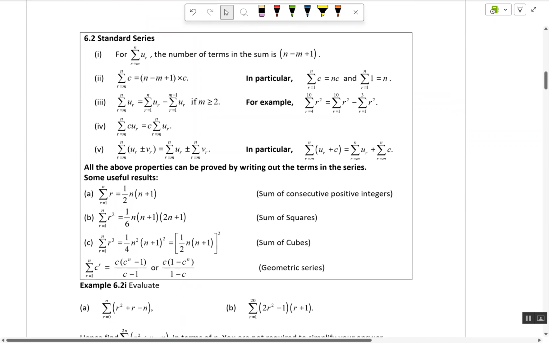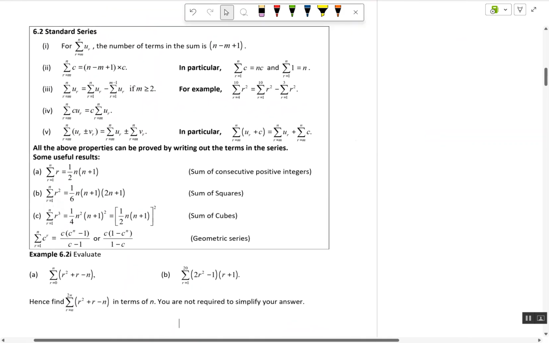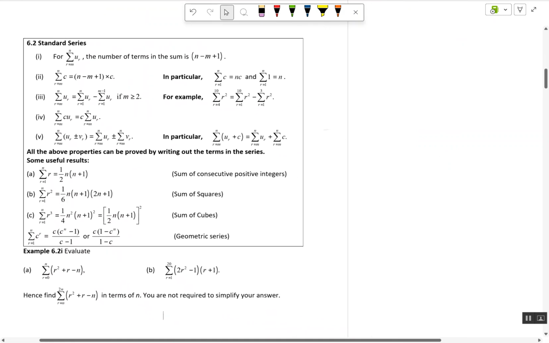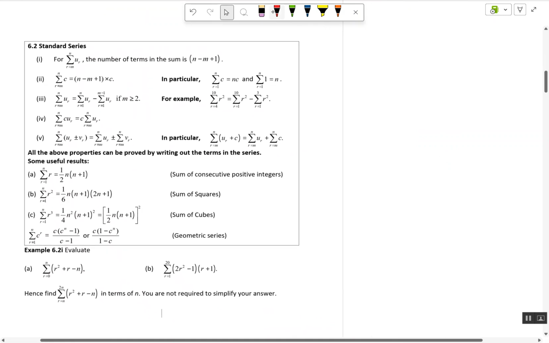The use of summation and the properties of summation. Number one, the number of terms is n minus m plus 1.